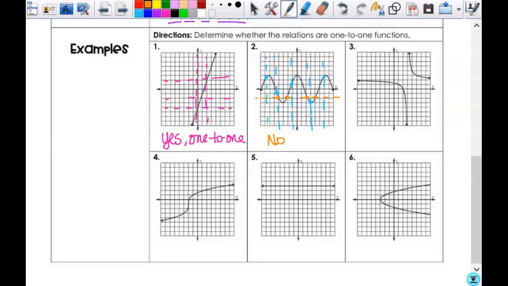So here I know that this is a function, right? It's my reciprocal function, so I know that works. Okay. But if I do the horizontal line test, does that work? And the answer is yes. It's going to pass that horizontal line test as well. So this is going to be yes, 1 to 1.